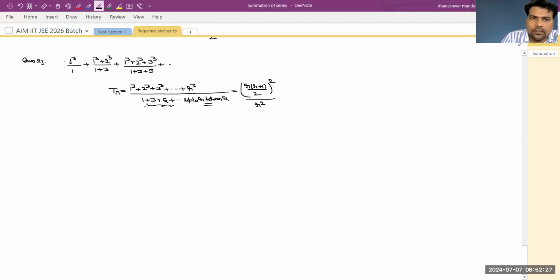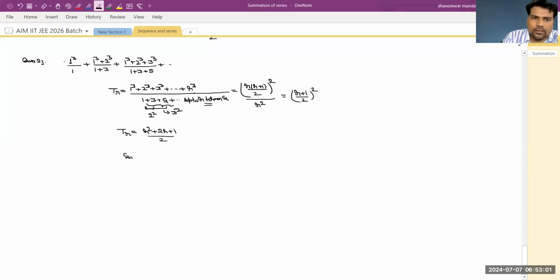Okay. See, here we have the sum of 1 and 3, which is 4. 4 is nothing but 2 squared. If I take the sum of 3 numbers, then this will become 3 squared. In a similar way, if I take the sum up to r terms, then it will become r squared. So from here, I can write ((r plus 1) by 2) whole square. So T of r becomes r squared plus 1 divided by 2.